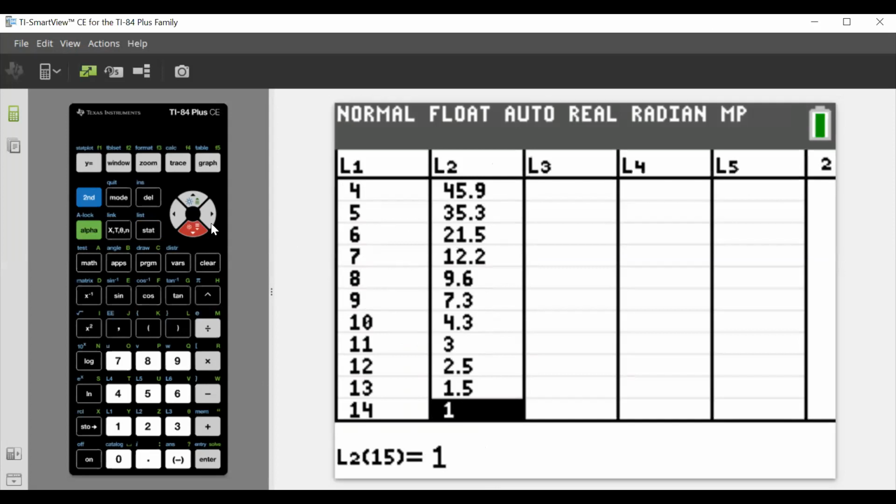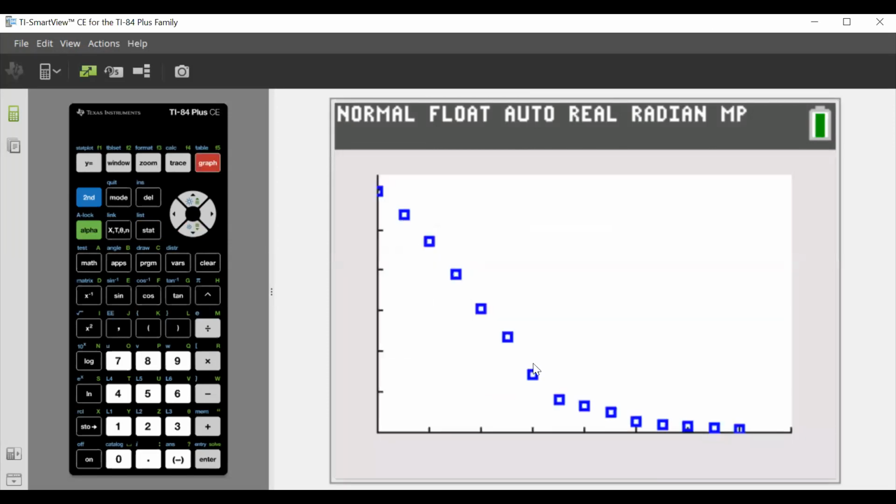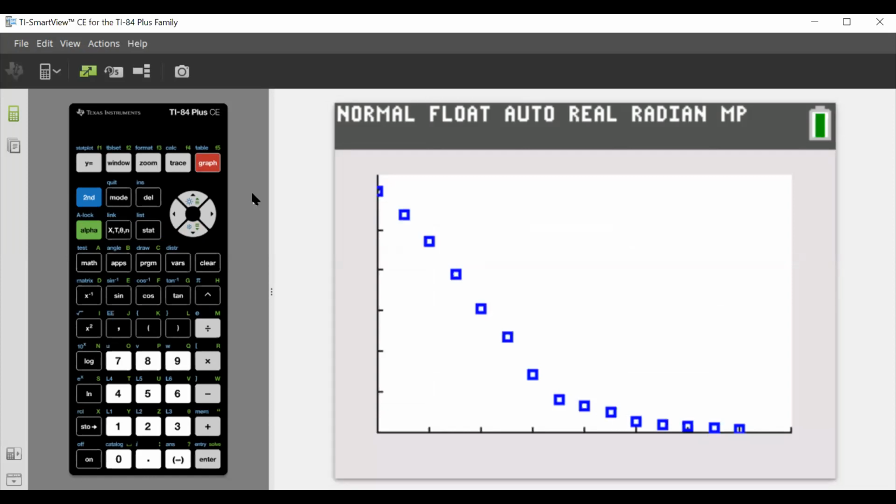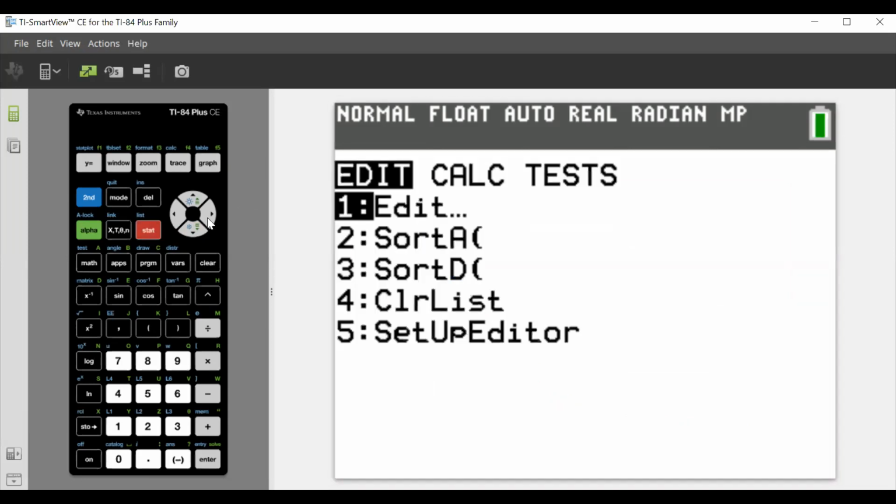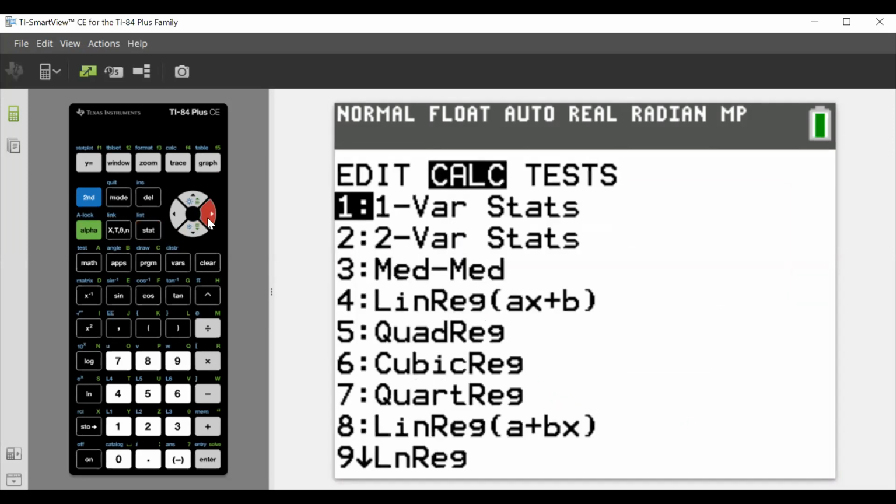All right, so what do we do now? Well, now we can see what our graph looks like. It looks pretty much like the one they gave us in the book. But now let's actually do our logistic plot. Now, one thing about these, they take a long time sometimes to work.